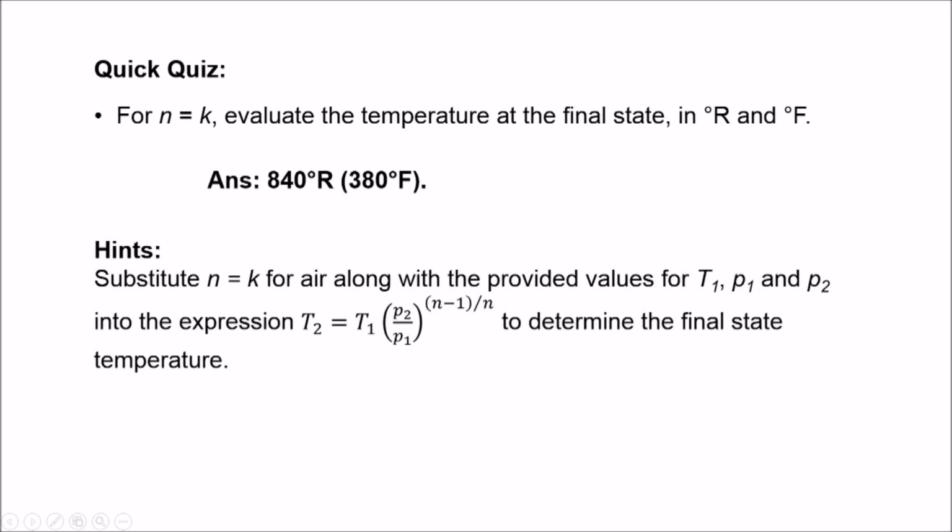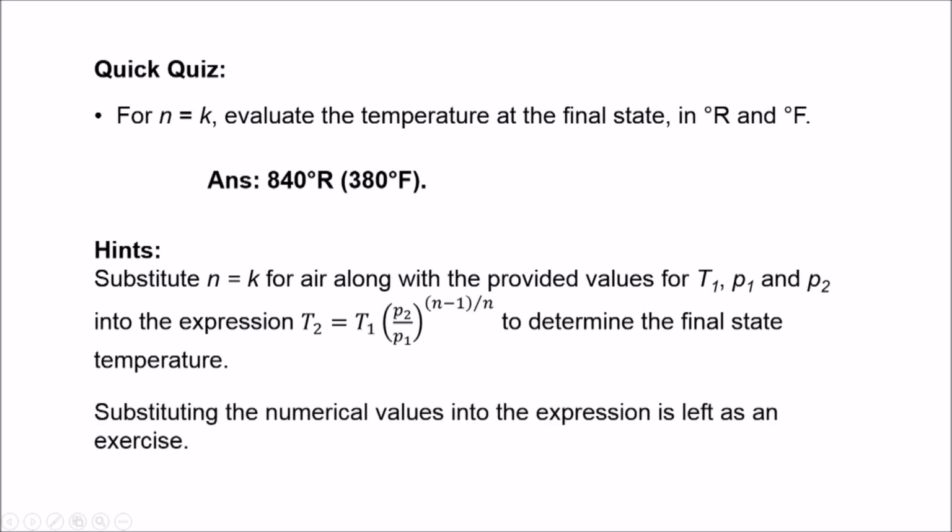If you are having difficulties getting to this answer, here are a few hints on how to proceed. You can substitute the value of n equals K for air with the provided values for T1, P1, and P2 into the following expression to determine the final state temperature T sub 2. Substituting the numerical values into the expression is left as an exercise.